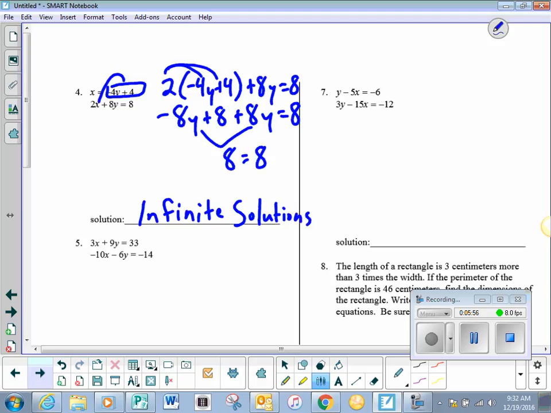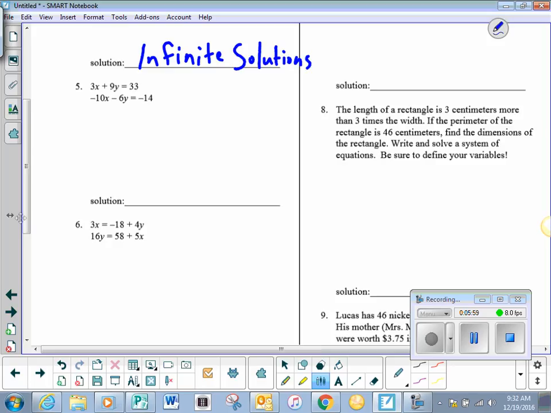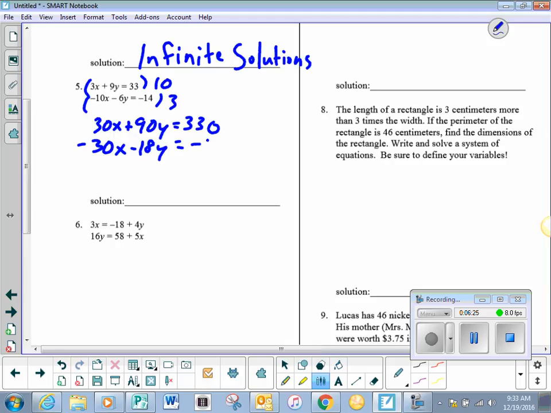Okay, next. I would say elimination. If I multiply the top by 10 and the bottom by 3, positive 3, since the 3 and the 10 are already opposite signs. So if I do the top by 10, I get 30x plus 90y equals 330. And when I do the bottom one, I get negative 30x minus 18y equals negative 42. When I combine those, I get 72y equals 288. Divide both sides by 72, and y equals 4.